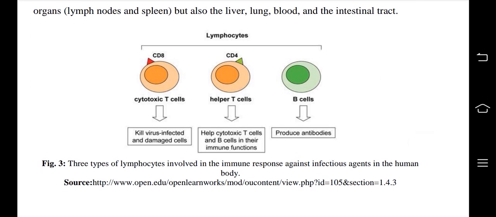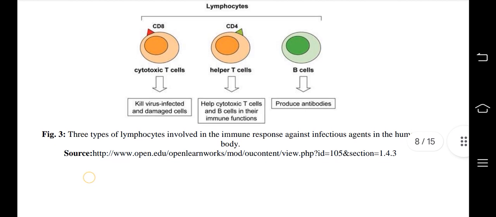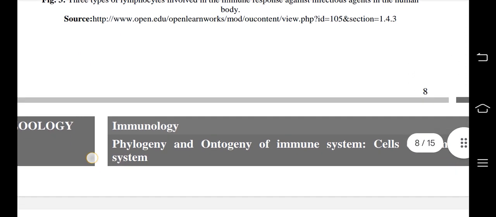Lymphocyte CD8 cytotoxic T cells kill virus-infected and damaged cells. Then CD4 helper T cells help cytotoxic T cells and B cells in their immune functions. Then B cells produce antibodies. These are the three types of lymphocytes involved in the immune response against infections in the human body.